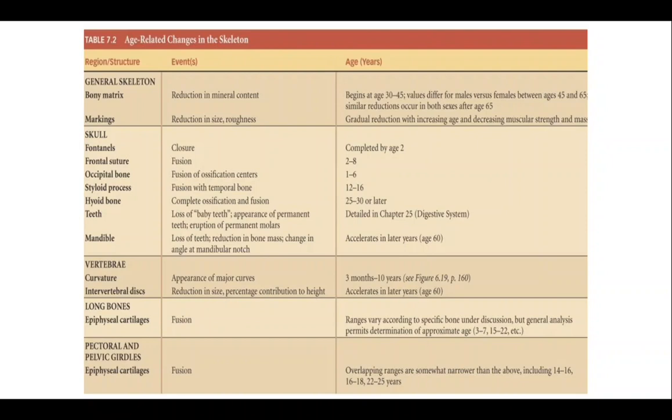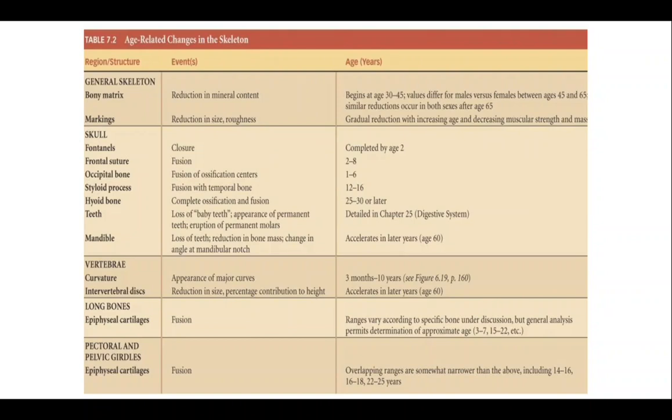So changes in the skull. The fontanelles close by age 2. Frontal suture fuses from age 2 to 8. The occipital bone, you have fusion of the ossification centers between ages 1 and 6. The styloid process will fuse with the temporal bone between ages 12 and 16. The hyoid bone has complete ossification and fusion somewhere between age 25 or 30, sometimes a little later.